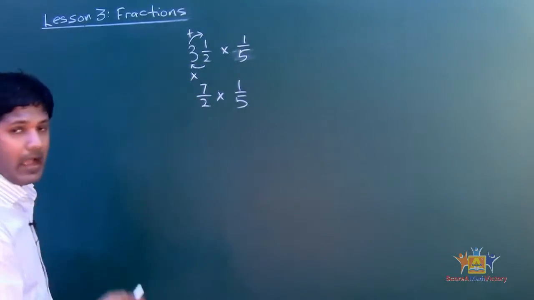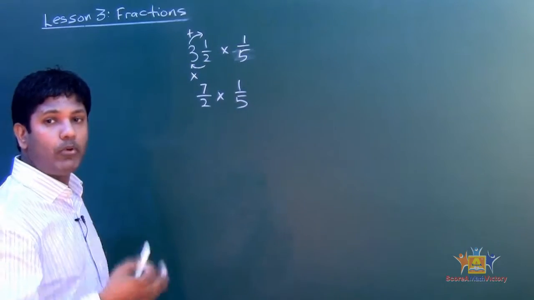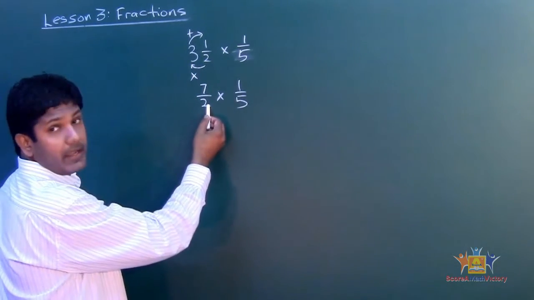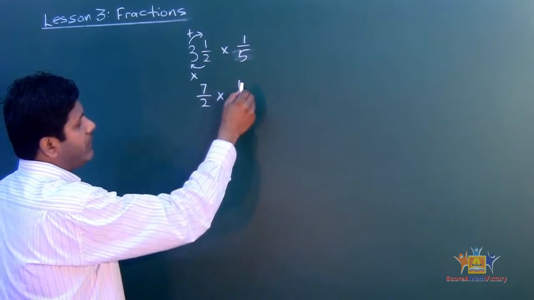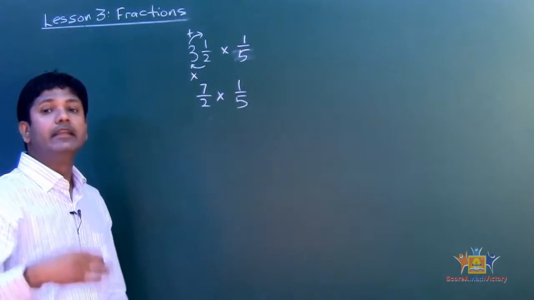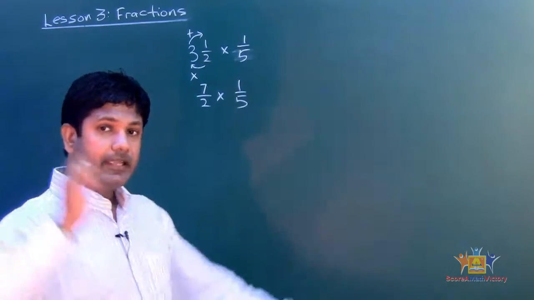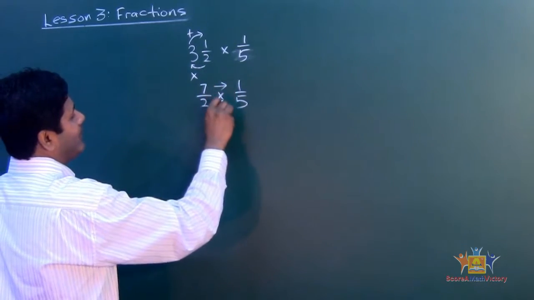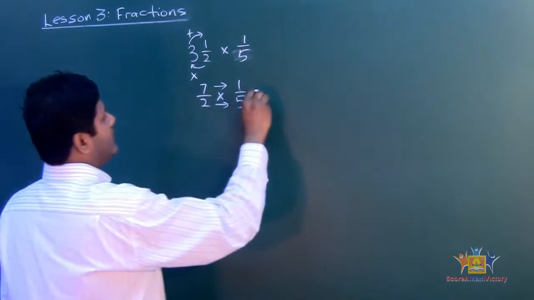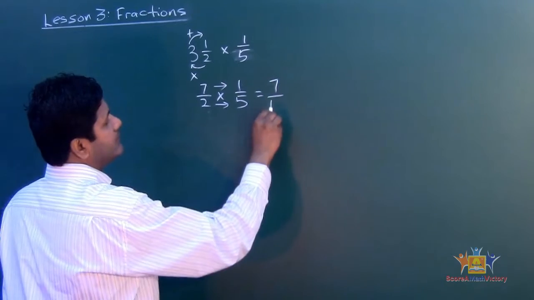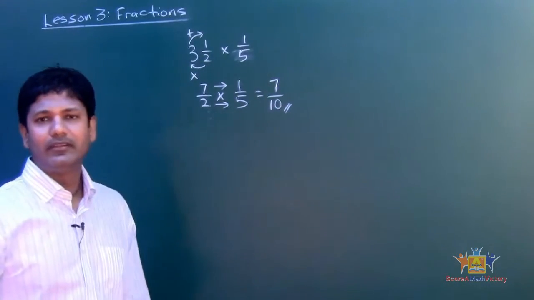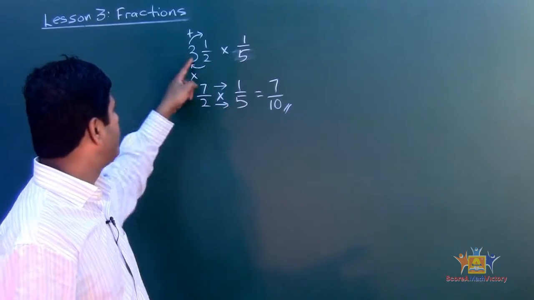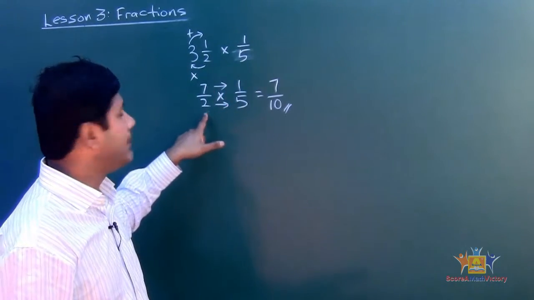So now I want to see if I can apply the bow tie method. 7 and 5, I cannot simplify. 1 and 2, I cannot simplify. 7 and 2, I cannot simplify. 1 and 5, I cannot simplify. That means I go to my next step, which is the double arrow method. So 7 times 1 is 7. 2 times 5 is 10. That's the answer. See that? Pretty easy, isn't it? So you've got to convert that mixed number into a fraction, which will be an improper fraction.